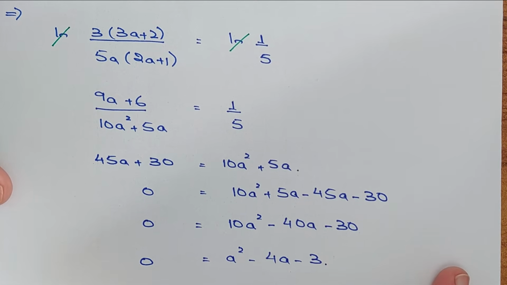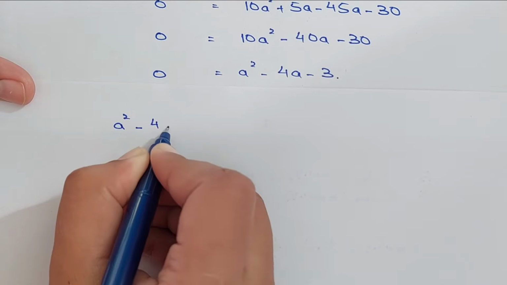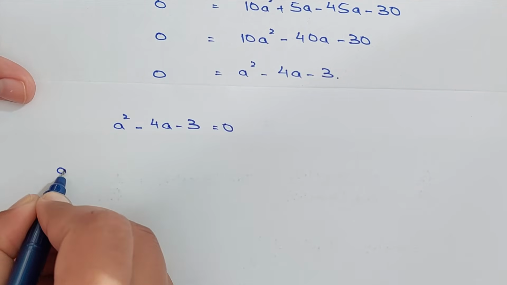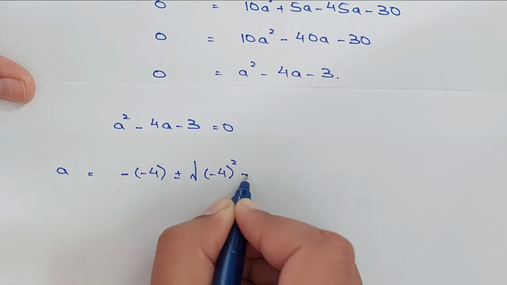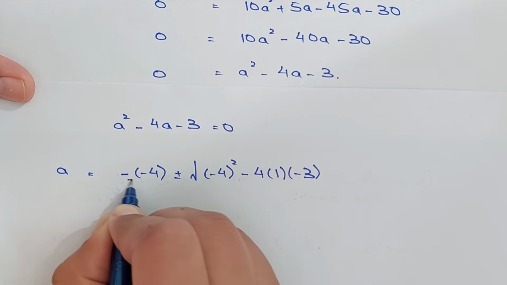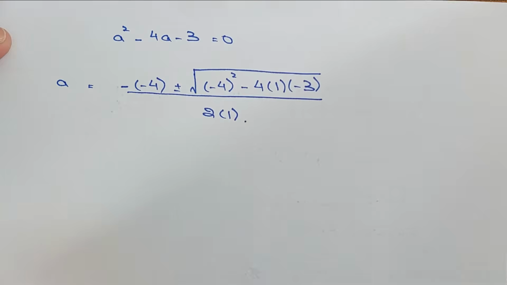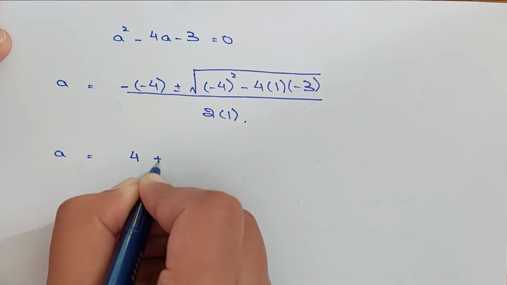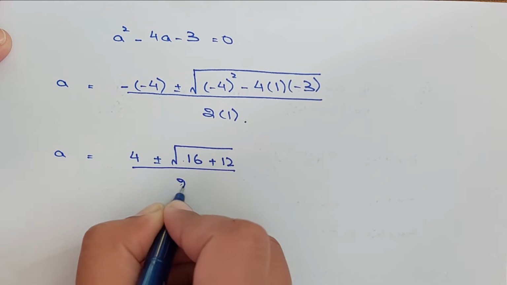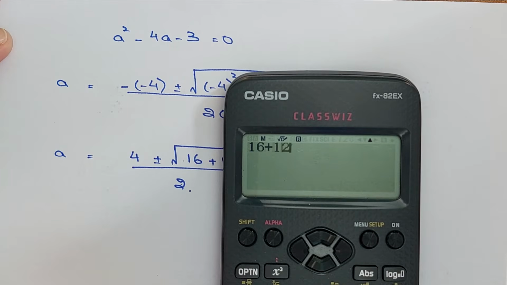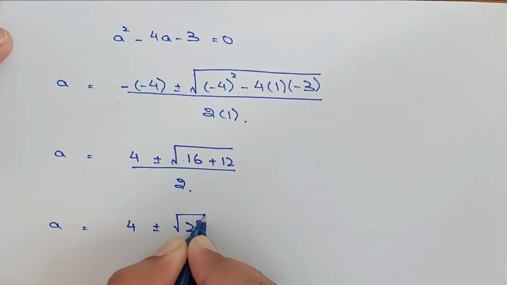Right, so this is a quadratic equation in a, so we can solve this equation to get the value of a. The quadratic equation is a square minus 4a minus 3 equals to 0. Apply the quadratic formula. a would be equals to negative of negative 4 plus minus square root of negative 4 whole square minus 4 times 1 times negative 3, divided by 2 times 1. a would be equals to 4 plus minus square root of 16 plus 12, divided by 2. 16 plus 12 is 28. a would be equals to 4 plus minus square root of 28 divided by 2.